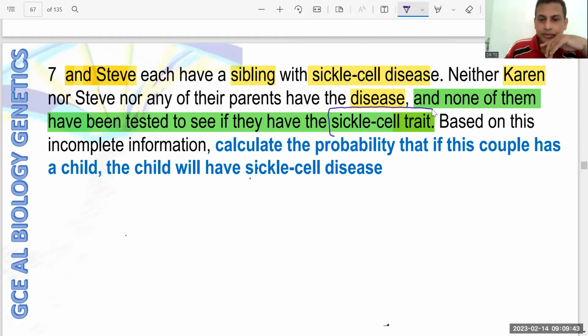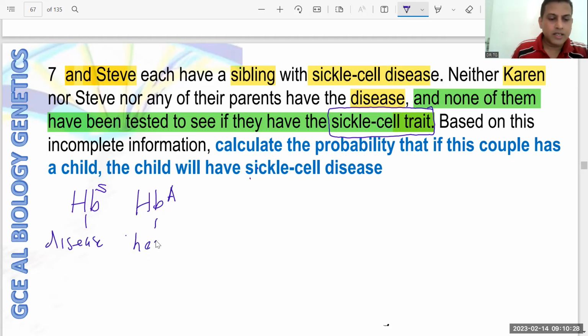This word explains a condition of the genotype. What is the genotype in sickle cell trait? If the sickle cell condition is capital S, like hemoglobin S, usually we write like this, especially for sickle cell disease. And for the healthy one, we can write an example like this. So this is disease, this is the healthy condition.